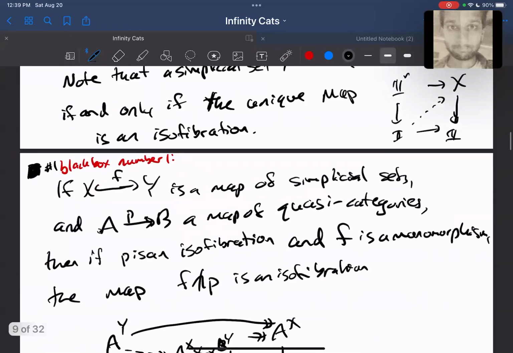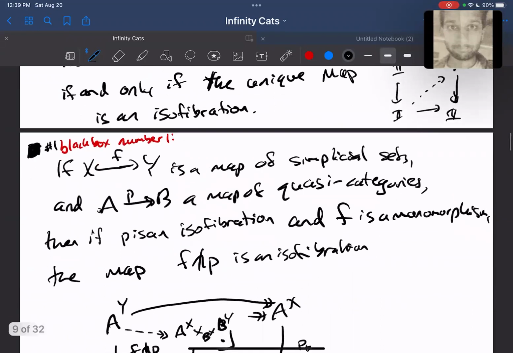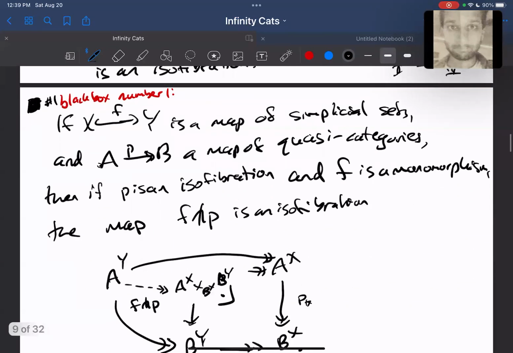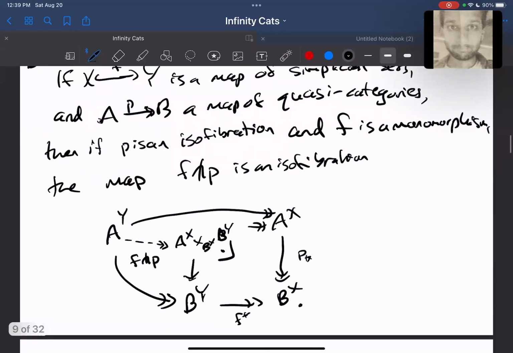So here's a proposition about these, which we're going to use as a black box because the proof uses marked simplicial sets. If F maps X to Y is a map of simplicial sets, and P maps A to B is a map of quasi-categories, then if P is an isofibration and F is a monomorphism, the Leibniz tensor F with P is an isofibration. What this means is this map here under this pullback diagram.